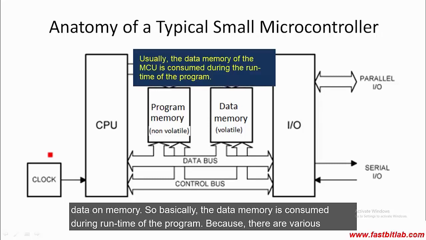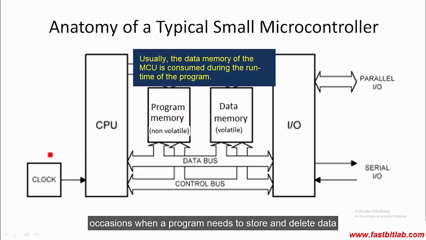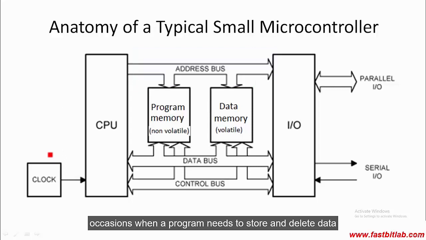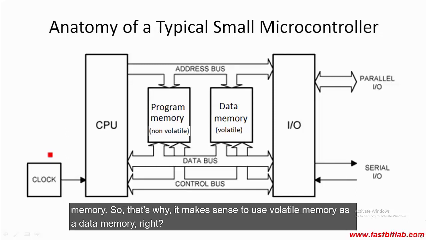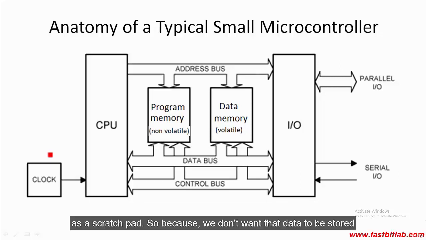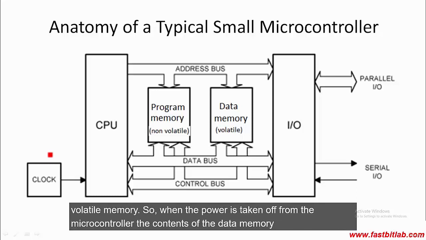Basically the data memory is consumed during runtime of the program, because there are various occasions when a program needs to store and delete data temporarily. In those cases, the program can use data memory. So that's why it makes sense to use volatile memory as data memory, right? As a scratch pad. Because we don't want that data to be stored permanently, right? That's why data memory is actually a volatile memory. So when the power is taken off from the microcontroller, the contents of the data memory will be lost.